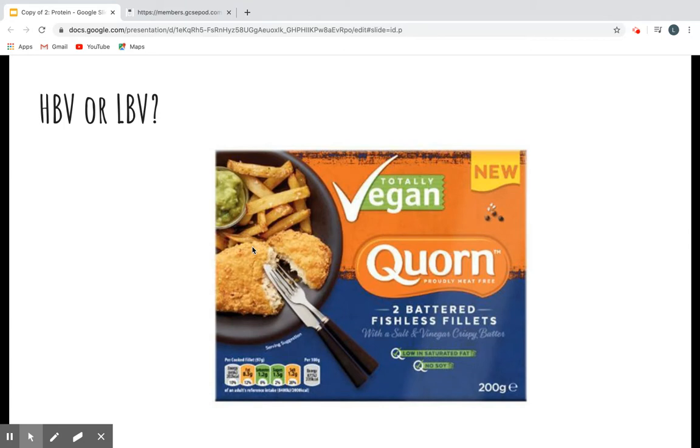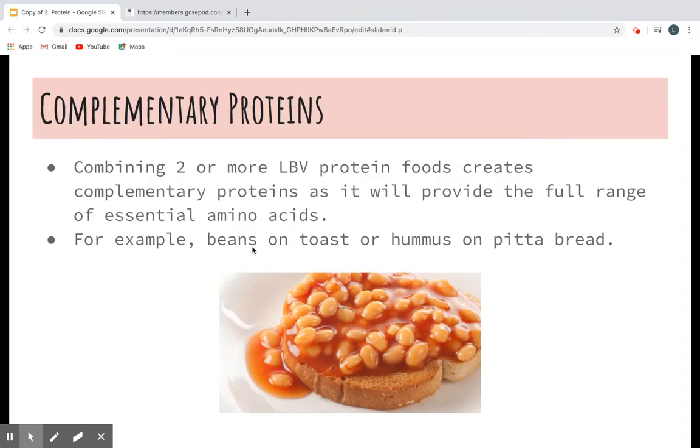We've got another form of corn. Can you remember from before what that was? Is it high biological value or low biological value? Hopefully you remember the big exception. It is high biological value. Even though it's a plant food, it contains all of those essential amino acids that we need to obtain from our diet. Therefore, it's high biological value.